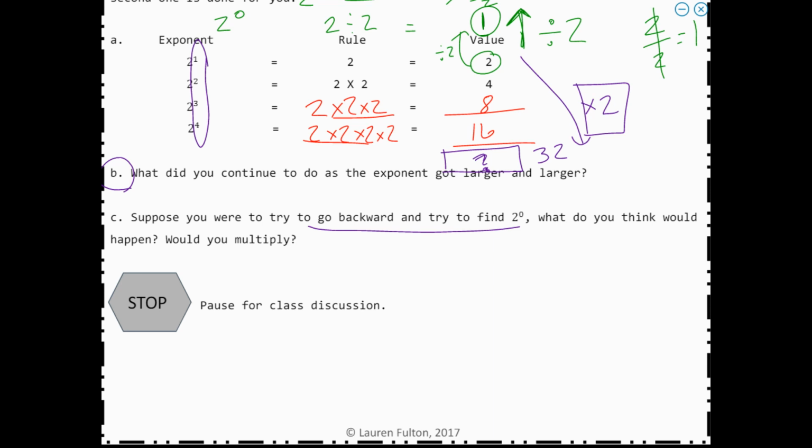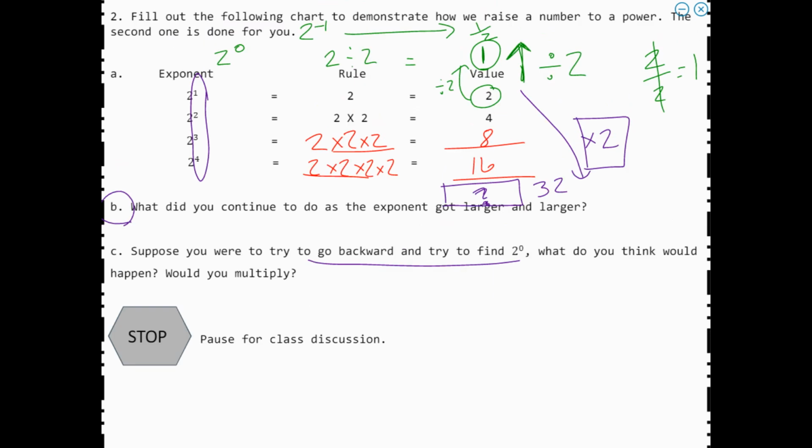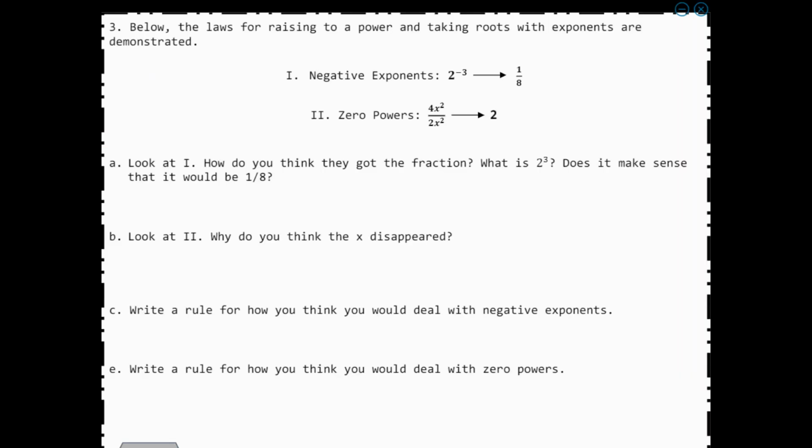Wait, then it goes by fractions, right? It would. Why? Because you're dividing, right? And when you divide, things get smaller and smaller and smaller. Oh, yeah. Too small. Okay. So now look at the next page, the top of the next page.